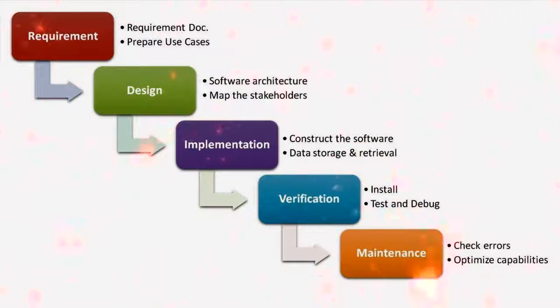No working software is produced until late during the life cycle. High amounts of risk and uncertainty. Not a good model for complex and object-oriented projects. Poor model for long and ongoing projects. Not suitable for the projects where requirements are at a moderate to high risk of changing. So, risk and uncertainty is high with this process model.